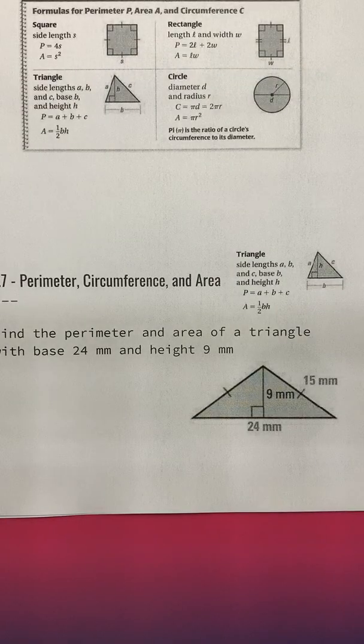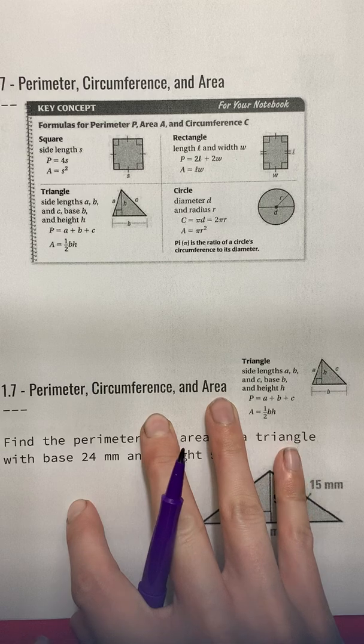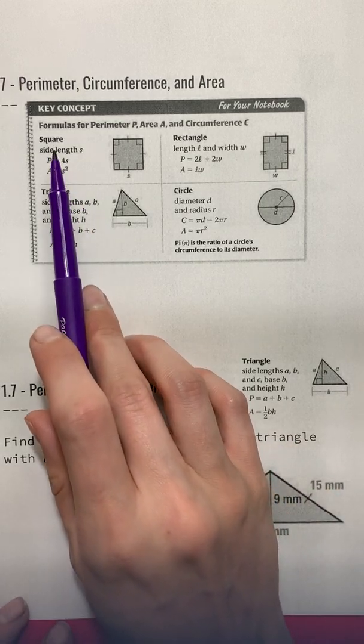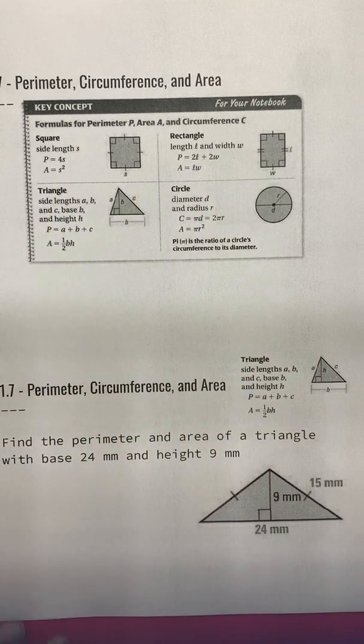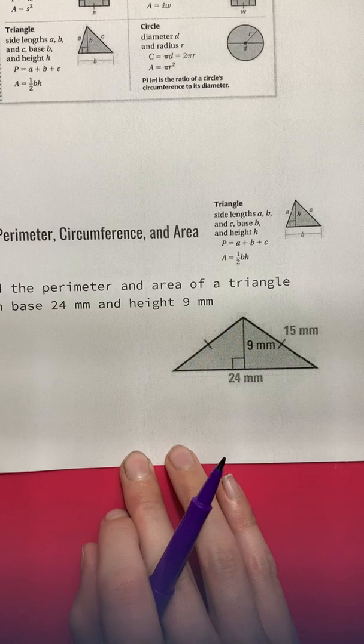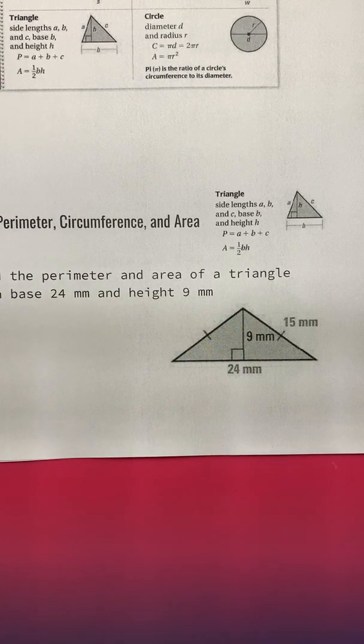Okay. Next set of problems here, we're looking at 1.7, so the most recent thing we've done, perimeter, circumference, and area. And then remember, we have these formulas for square, rectangle, triangle, and circle. Okay, so getting right into it here. So we want to find the perimeter and the area of a triangle with a base of 24 millimeters and a height of 9.